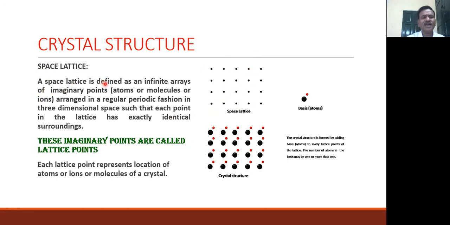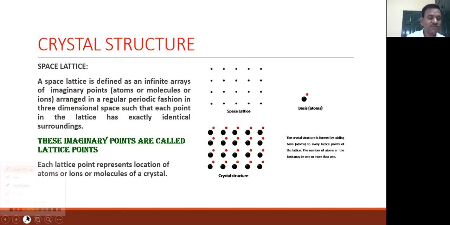A space lattice is defined as an infinite array of imaginary points. This is important. Many people do not say this. It is an imaginary point arranged in a regular periodic fashion in three-dimensional space, such that each point in the lattice has exactly identical surroundings. See, I just told you this about this point, about this point.